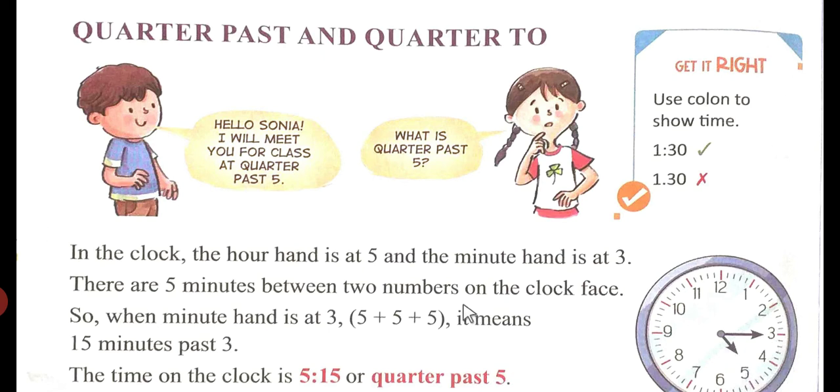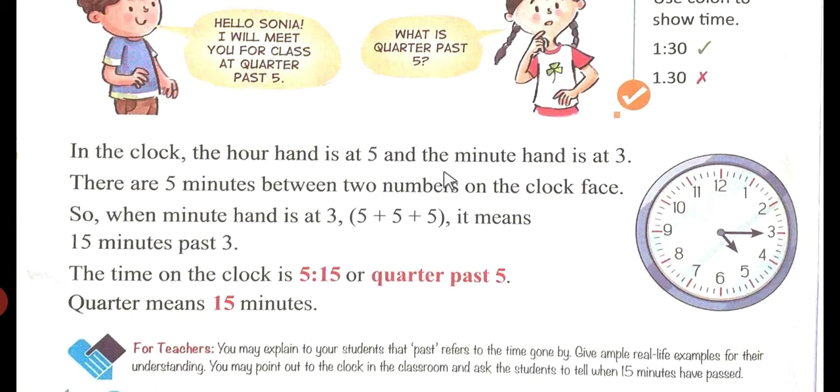5:15 is called quarter past 5. Quarter means, please see students, quarter means 15 minutes. 5 ones are 5, 5 twos are 10, 5 threes are 15. Always see the hour hand and minute hand. The minute hand counts the table of 5. So quarter means 15 minutes. Always remember, it will come to your exam also, that quarter means dash minutes. That means you will write 15 minutes.